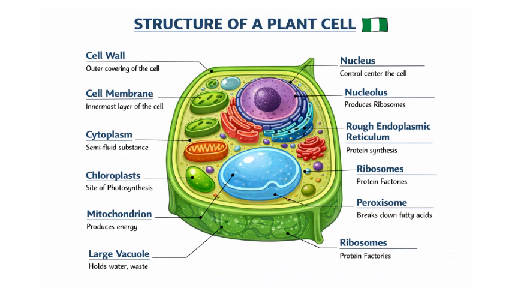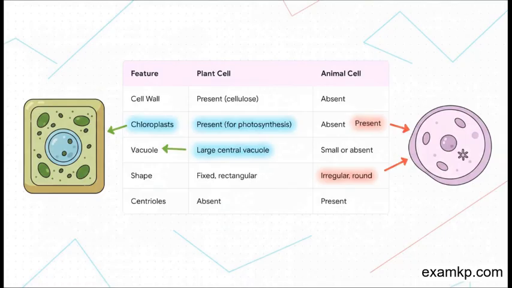Now, this table right here is pure gold for your revision. Examiners love, and I mean love, asking you to compare plant and animal cells. So, let's quickly run through it. Cell wall and chloroplasts, present in plants, absent in animals. A big central vacuole? That's a plant thing. Centrioles, you'll find those in animal cells. Seriously, take a mental picture of this table. It's where so many marks are won or lost.